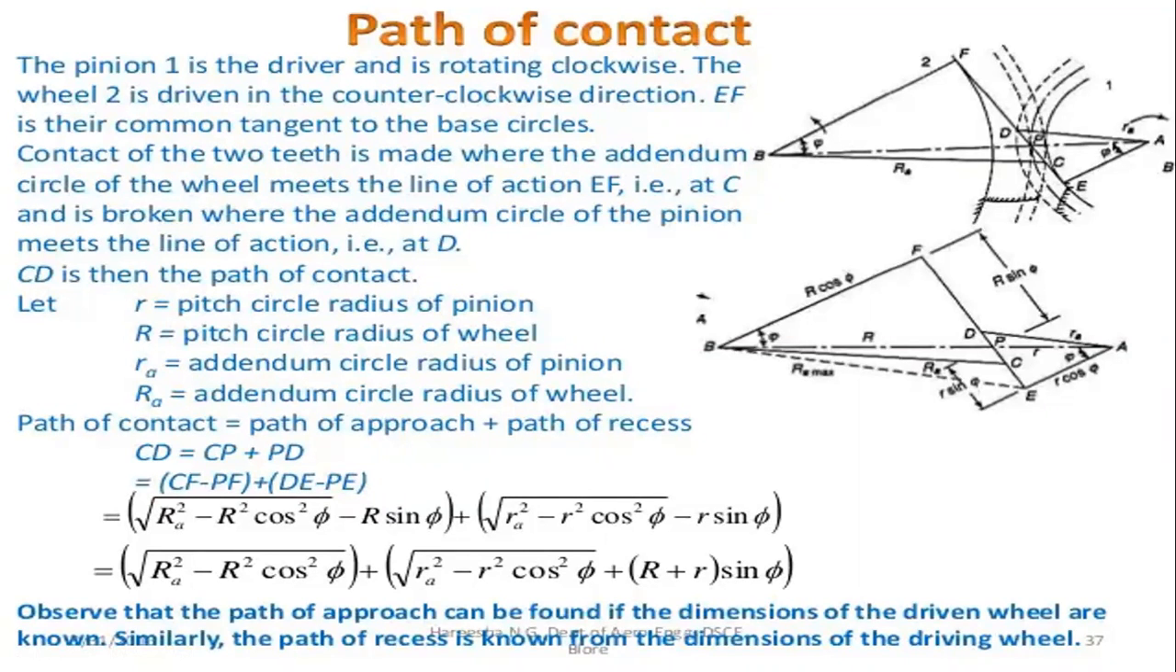Then small r_A is taken as the addendum circle radius of the pinion, and capital R_A is taken as the addendum circle radius of the wheel. Here in the figure you can see all the variations: small r_A, capital R_A, capital R, and small r, which are the radii of the pitch circles of the pinion and the wheel.